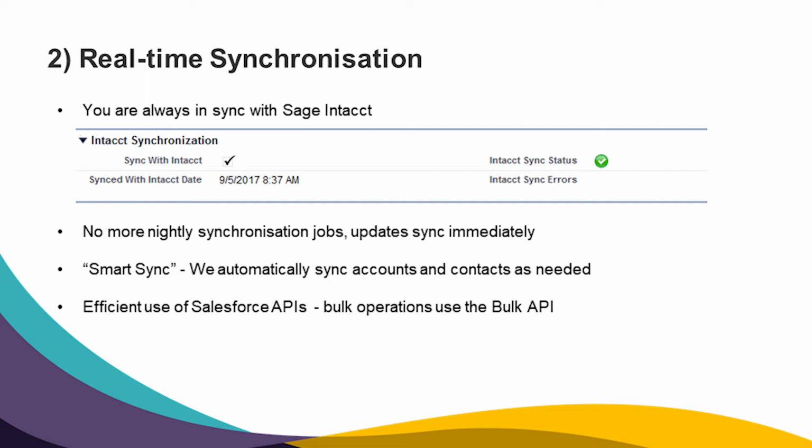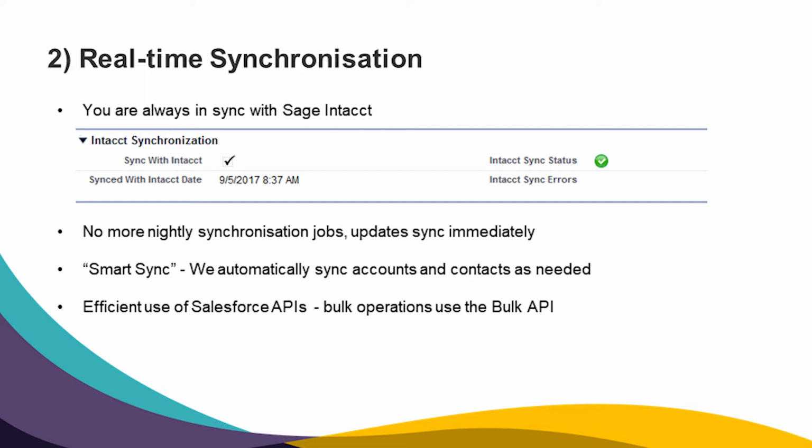You can look at any record in Intacct and see whether it's synced or not, and any issues with that. We also get a lot of questions around what this means in terms of API consumption, so they have made it very efficient. For large operations they'll use the bulk API, but they've also got a smart sync capability that only pushes things across when they've changed.